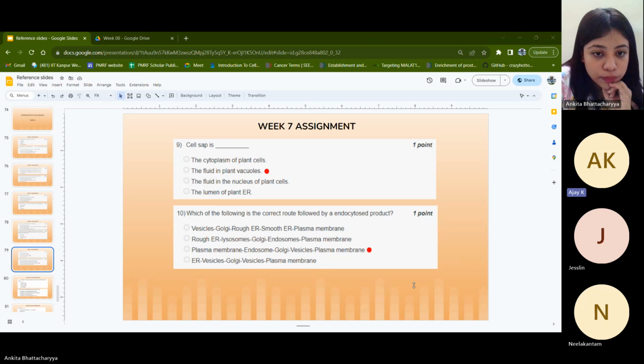Yes. But it created confusion: endosome, Golgi, and vesicle. There should not be three options. There should have been only one option: endosome, plasma membrane, endosome. That is what my actual thinking was.